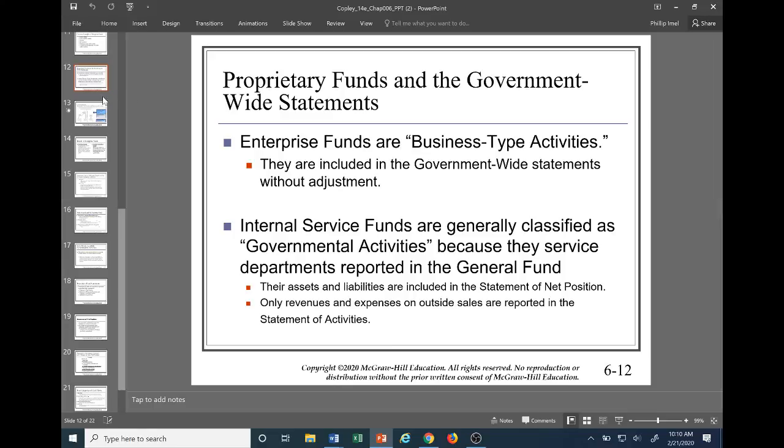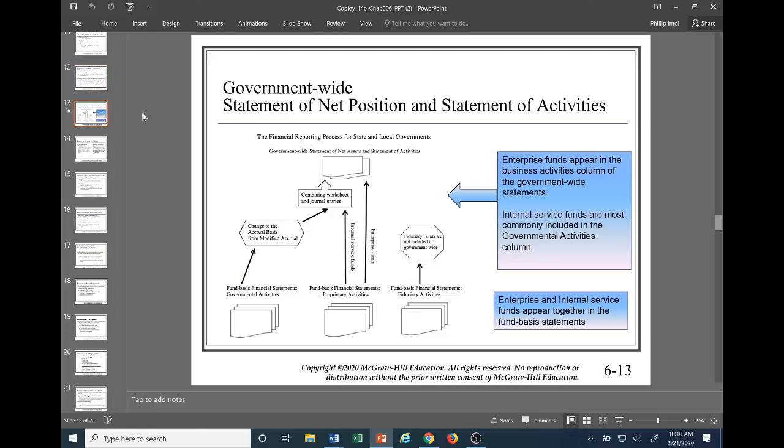So next, this is just a little flow chart of what it would kind of look like when we start at the fund level and move up to the government-wide statements. This should look familiar. We've seen this in Chapter 2, I believe, but we're going to just go over it one more time because repetition is the father of learning. So we're just going to take one more look here.